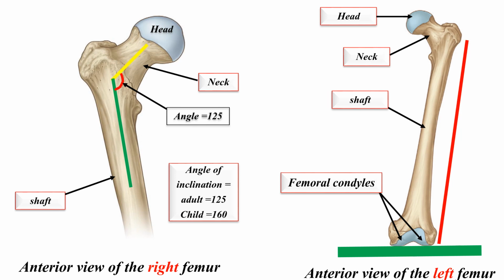The decrease in the angle of inclination is called coxa vara, while the increase in the angle of inclination is called coxa valga. In coxa vara, the head and the neck of the femur become more horizontal, while in coxa valga, the head and the neck of the femur become more vertical.